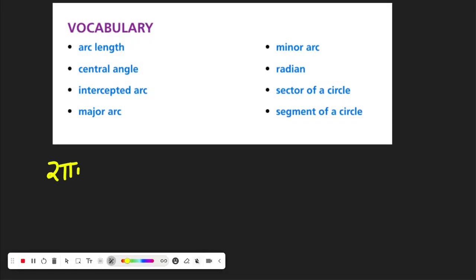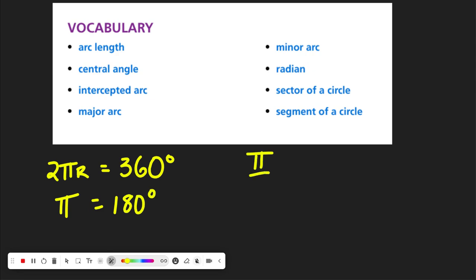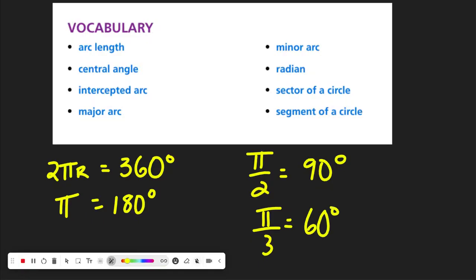2 pi radians are the same as 360 degrees, because to find the circumference all the way around the circle, we do 2 times pi times the length of our radius. Another way to think of that is that pi radians is 180 degrees. Pi over 2 radians is 90 degrees. Pi over 3 radians is 60 degrees. Pi over 4 radians is 45 degrees. Pi over 6 radians is 30 degrees.